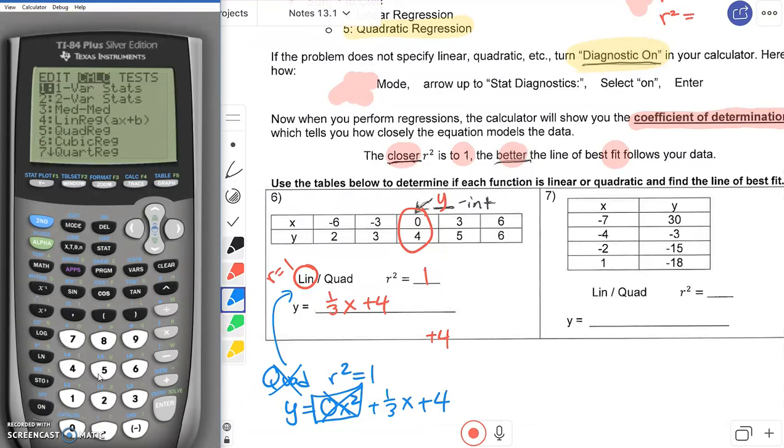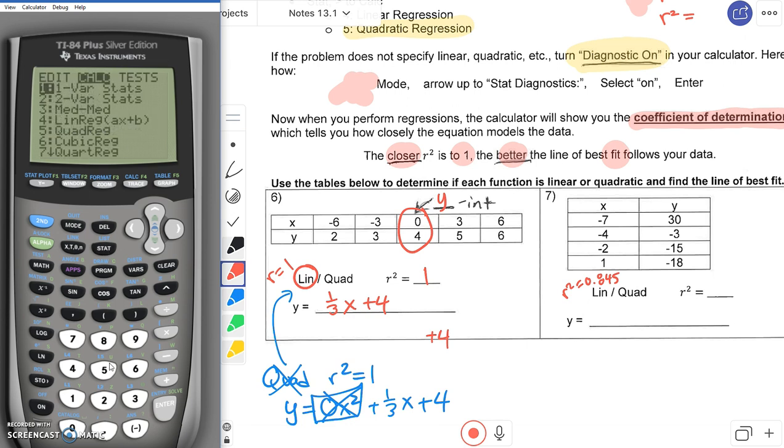Stat, calc, 4 to check linear. Ooh, okay, so that's really, really close, so it might be. So I'm going to put my little r squared over here. So this one has r squared as 0.845. So we're going to take it to 3 points on it. So maybe it's kind of close, and it's got a pretty strong correlation to it, but I don't have the best fit on it. So let's go try the quadratic.